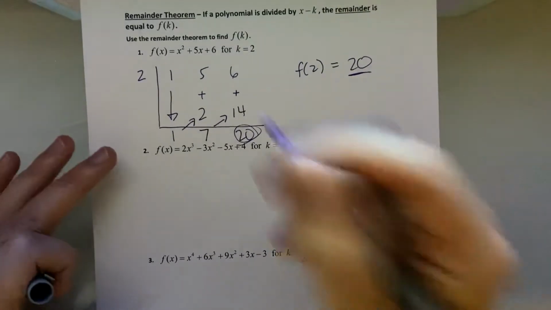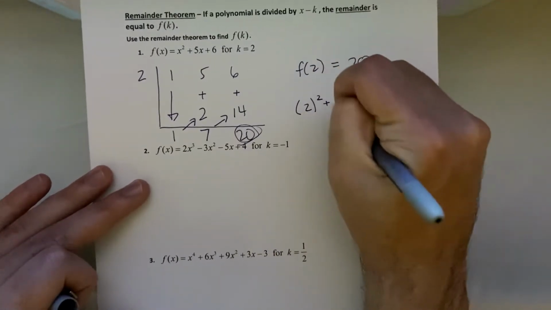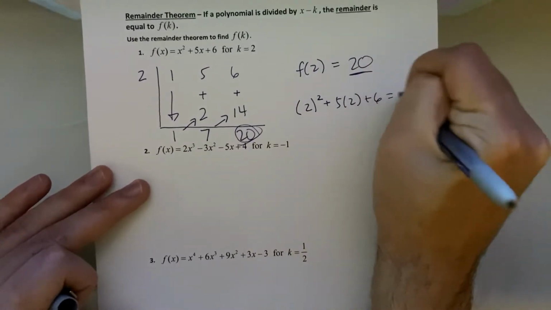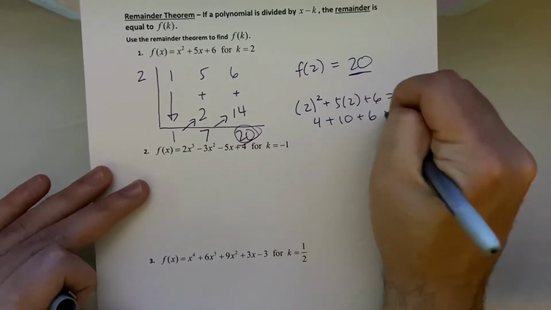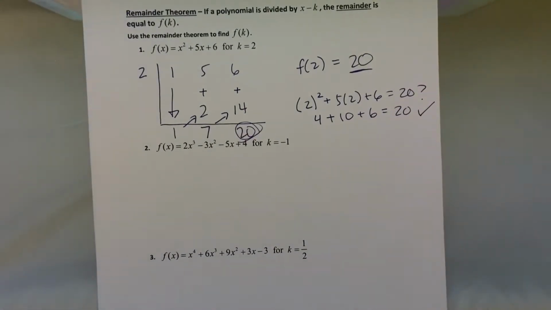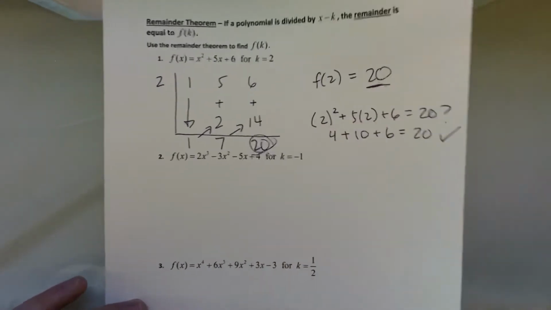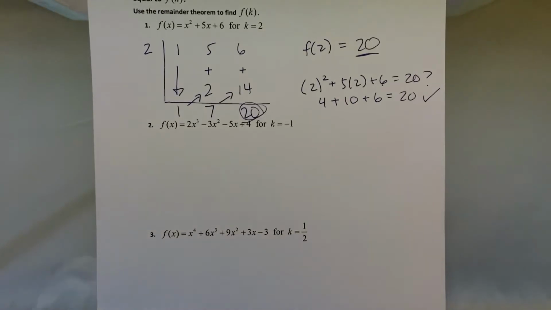Now I can check that if I wanted to plug it in. Is 2 squared plus 5 times 2 plus 6, 20? That's 4 plus 10 plus 6. It is equal to 20. So this could be a potential way that you find out the value of something by plugging it in without having to actually plug it in. For us in particular, in 3.3, we're going to start factoring large polynomials, and we're going to use this to find zeros.